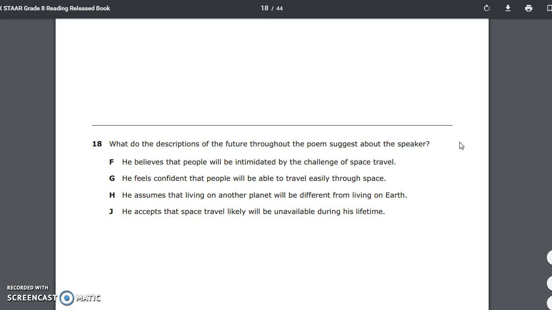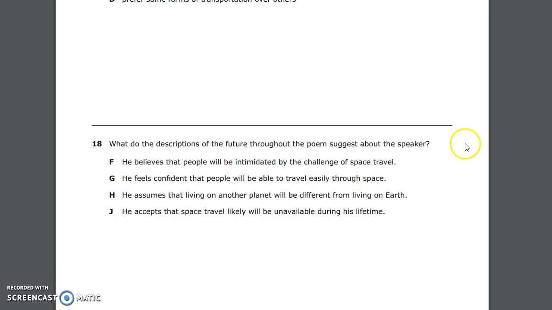Or any type of suggest question, let me give you a strategy. If it's an inference question, you need to go back to the text. If you cannot prove the answer with evidence from the text, then it is not the right answer.